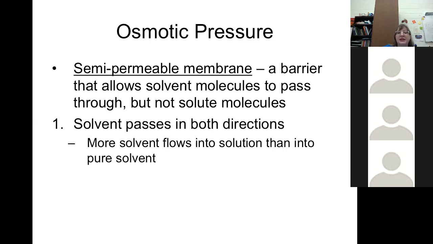So what's going to happen is that the solvent will pass through in both directions, like we showed in that example there, but more of the solvent, and in most cases we're talking water as our solvent, is going to flow into the solution rather than back into the pure solvent. Or if we just have different concentrations, more is going to go towards the higher concentration than the lower concentration. And the net effect of this is that we're going to be bringing those concentrations closer together.